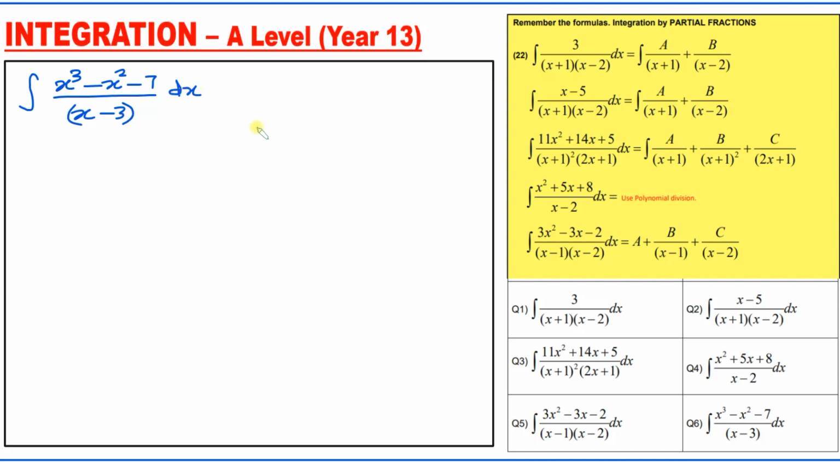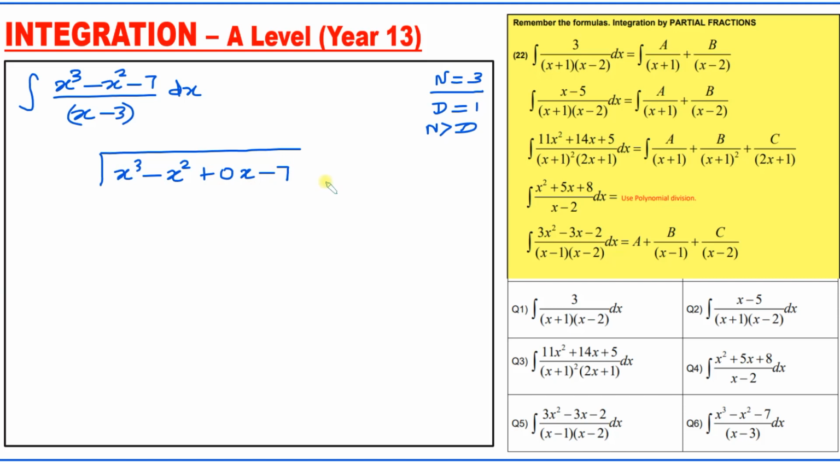You need to understand that in partial fractions, you have to do the initial checkup. What is the initial checkup? The numerator's power is 3 and the denominator's power is 1, so the numerator is greater than the denominator. When the numerator is greater than the denominator, you need to do polynomial division. When writing the polynomial division, x cubed minus x squared, and there is no x term, so 0x, minus 7. Careful with that. Divided by x minus 3.